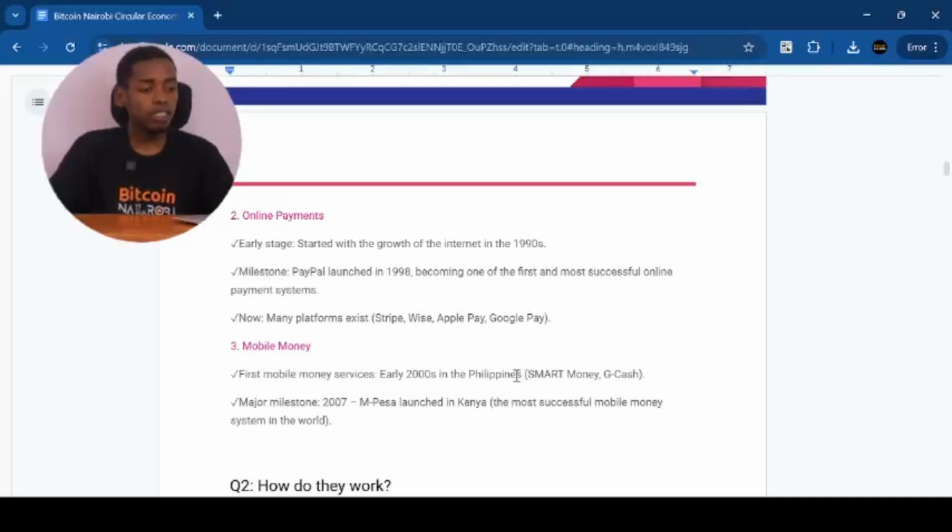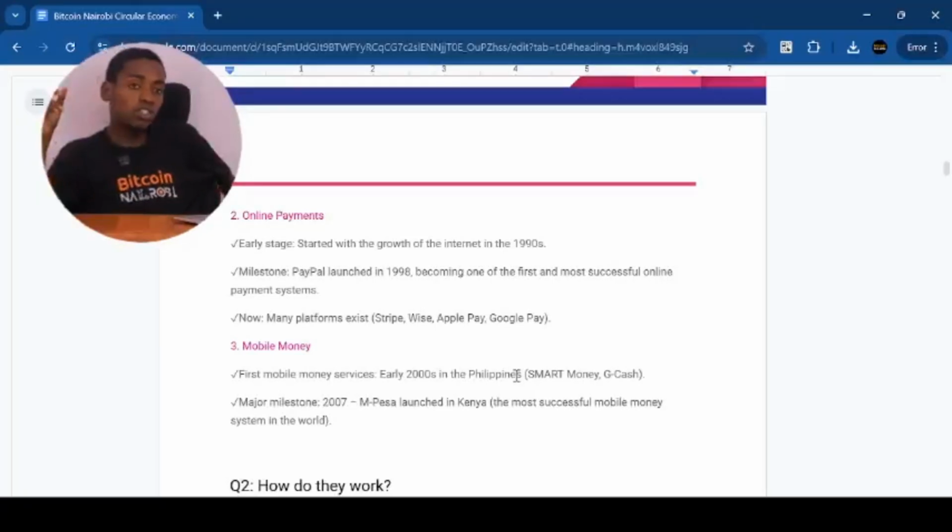The first mobile money services were in the early 2000s. In the Philippines, we had Smart Money, which is a service provider in the Philippines. We also have GCash. And also we have major milestones as Kenyans.